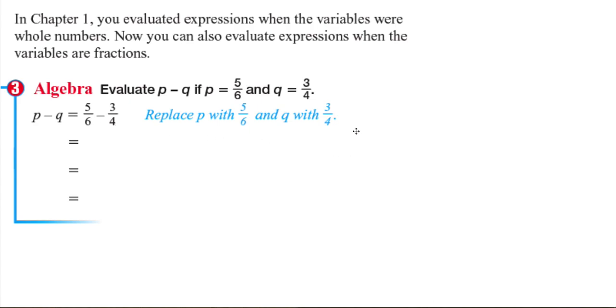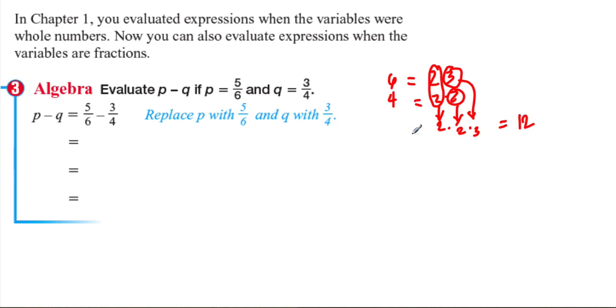If you want to find the LCM of 6 and 4, you need to do it the old-fashioned way. For 6 and 4, find the prime factors. 6 is 2 times 3, and 4 is 2 times 2. Circle the common 2, which goes down once. The other 2 goes down once, and the 3 goes down once. If you multiply all of them, the LCD would be 12. So the LCD of 5/6 and 3/4 is 12.